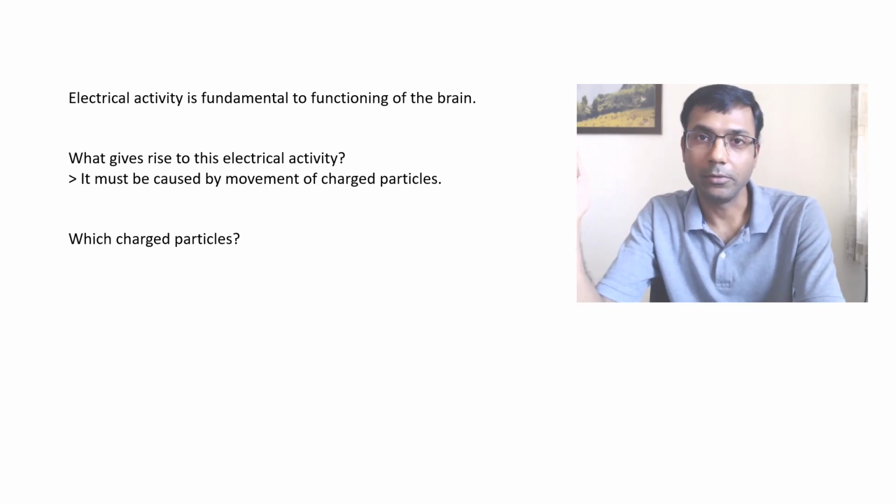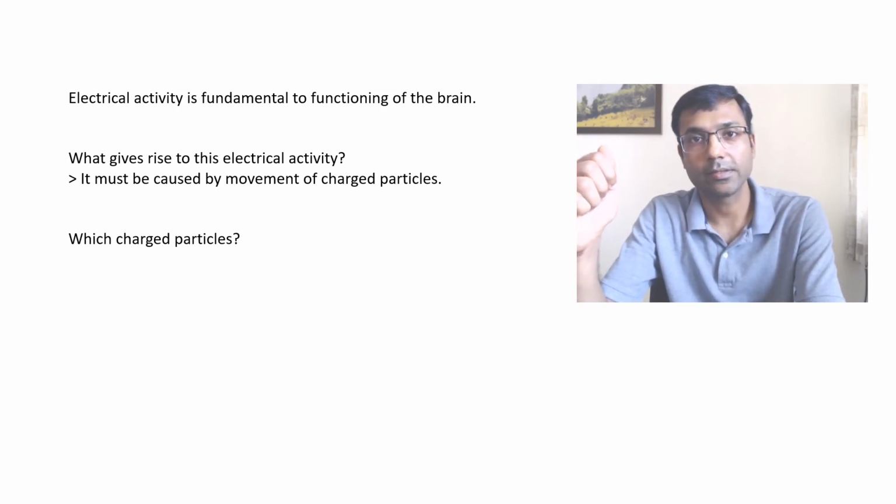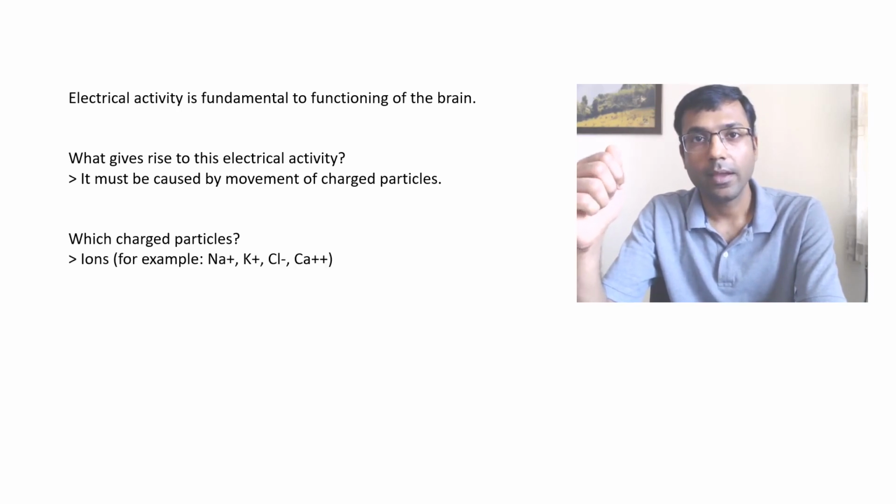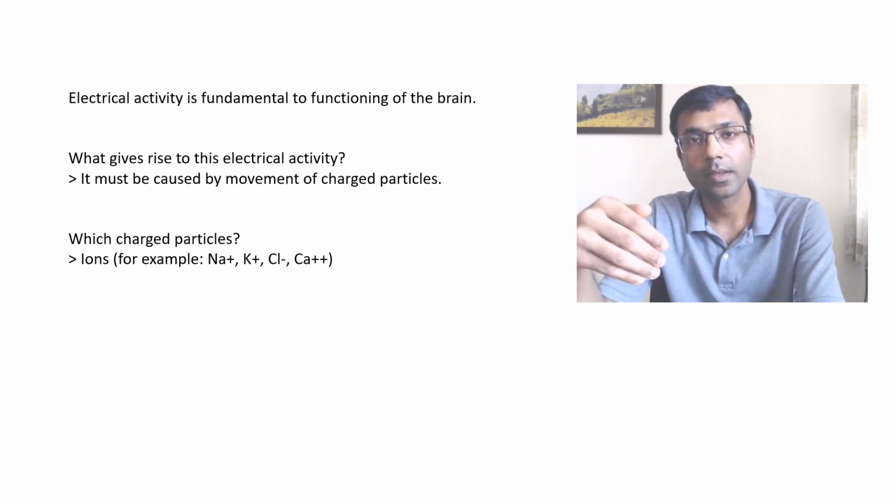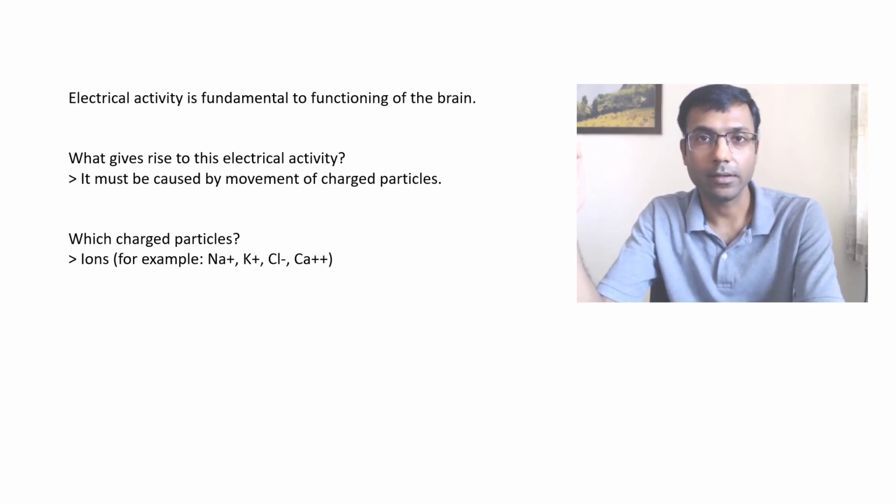Okay, so now let me tell you the answer. It's actually the movement of ions that generates electricity in the brain. And these are basically sodium ions, potassium ions, chloride, calcium, various ions that are present in the nervous tissue inside the neurons or outside the neurons, whose movement generates electricity in the neurons.